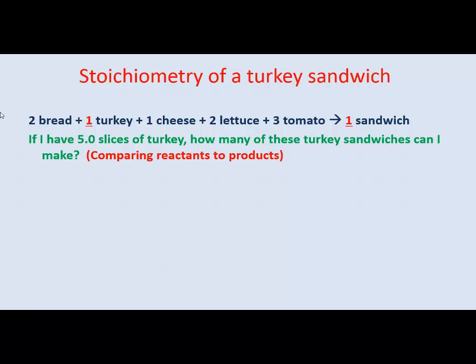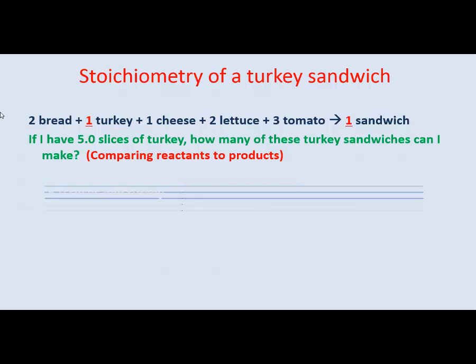So if I have 5 slices of turkey, and I would like to know how many turkey sandwiches I can make, assuming we have an excess, meaning more than enough of all the other ingredients to make however many sandwiches we might be interested in, then I'm worried about my limiting ingredient. Sometimes we'll call that a limiting reactant, being the turkey. We're going to run out of the turkey after we use the first 5 slices. If that's the case, let's decide how many sandwiches we can make if the turkey runs out first before anything else.